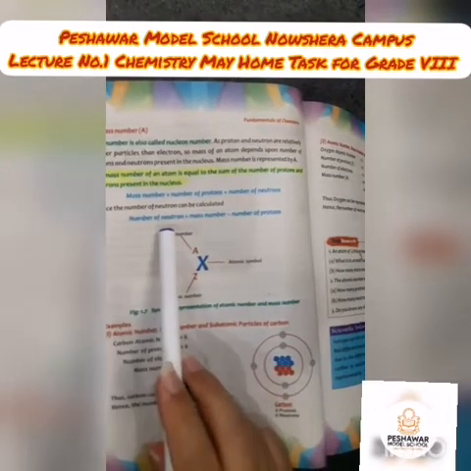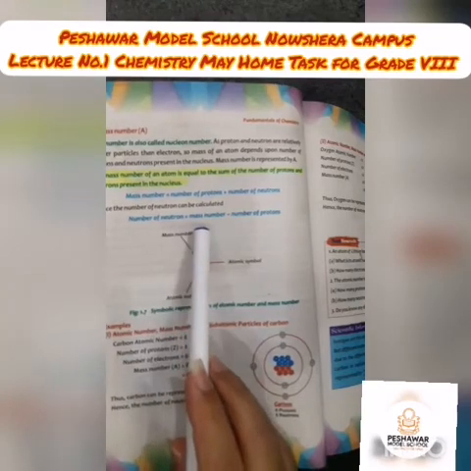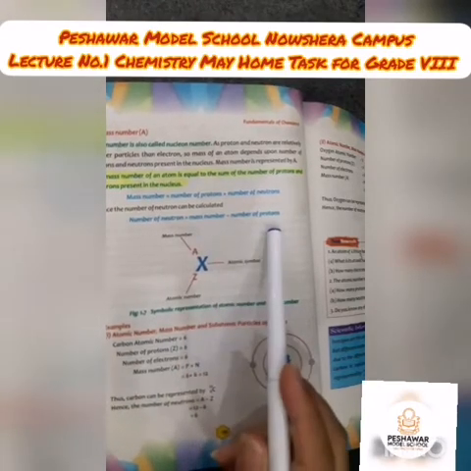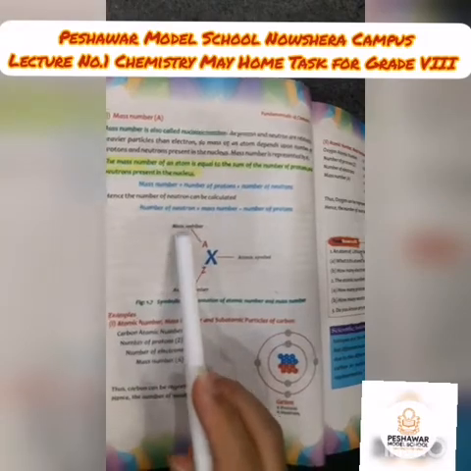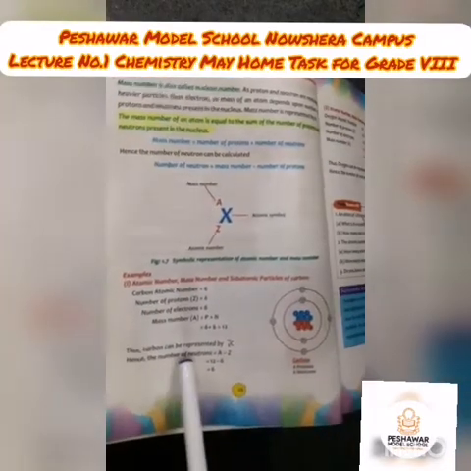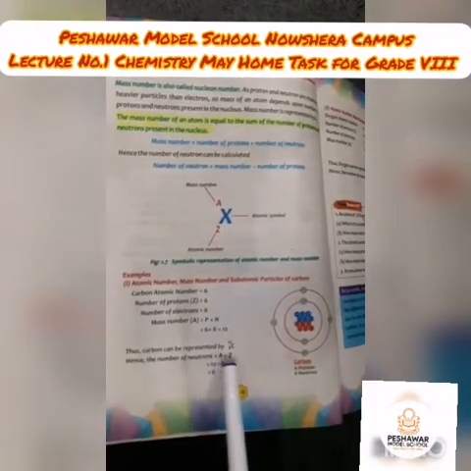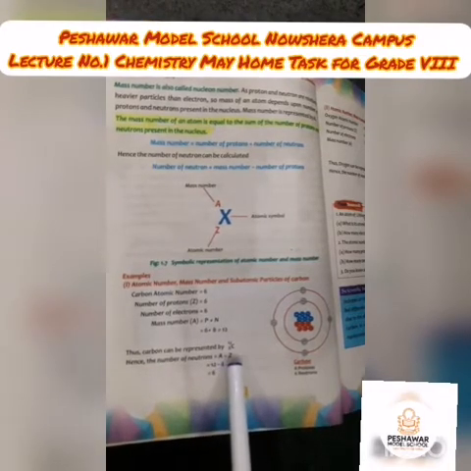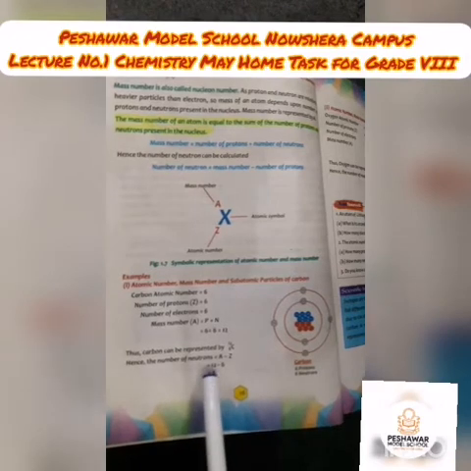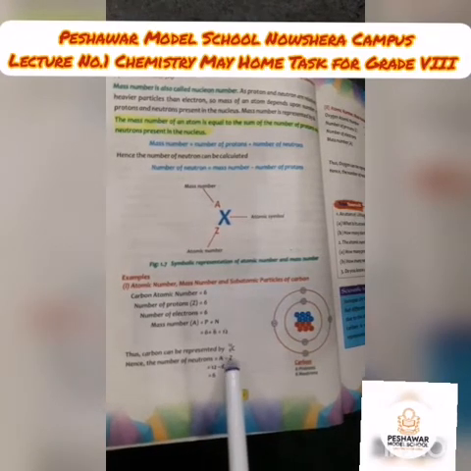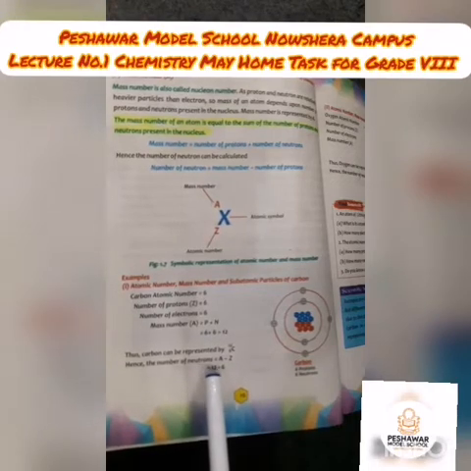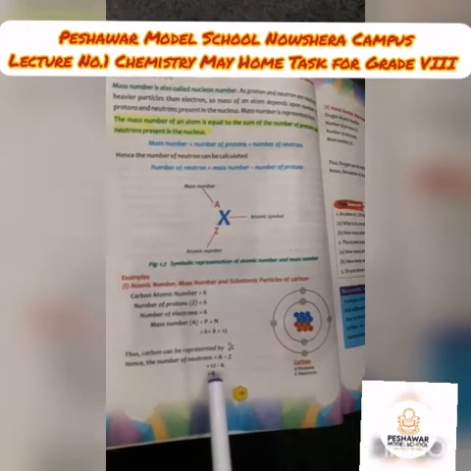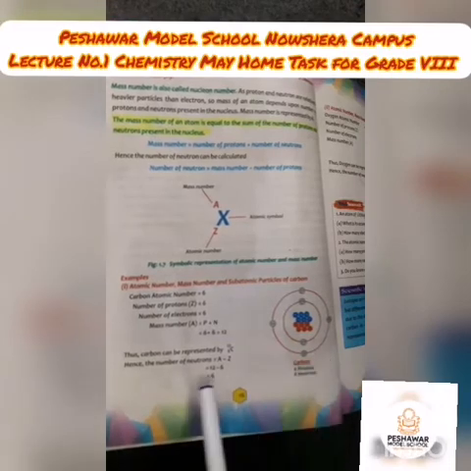How do we find out the number of neutrons? When we subtract the atomic number from the mass number, then we find out the number of neutrons. Number of neutrons is equal to A minus Z, where A is atomic mass and Z is atomic number. Now the atomic mass of carbon is 12 and the atomic number of carbon is 6. Atomic number means number of protons. When we subtract 6 from 12, we find out the number of neutrons, which is 6. It means that carbon has 6 neutrons.